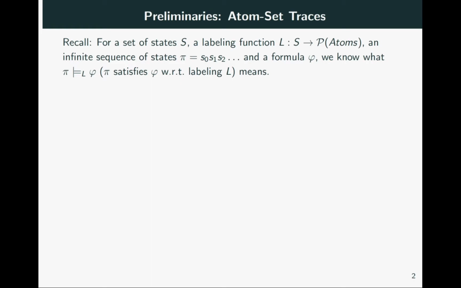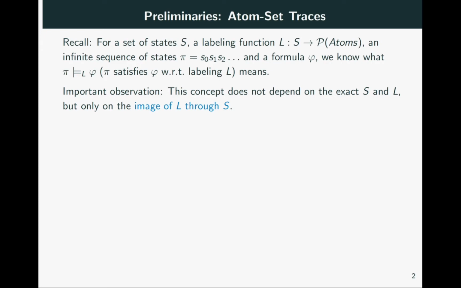So let's get started. First, let me make an important point about the satisfaction relation. Remember that, given a set of states S, a labeling function L that associates to states sets of atoms, and a formula phi, we know what it means for an infinite sequence of states pi to satisfy phi with respect to labeling L, written like this: pi satisfies phi with respect to labeling L. Now, we should note that this does not depend on the exact set of states S and the function L, but only on the labels on states, that is, on the image of L through S. What do I mean by this exactly?